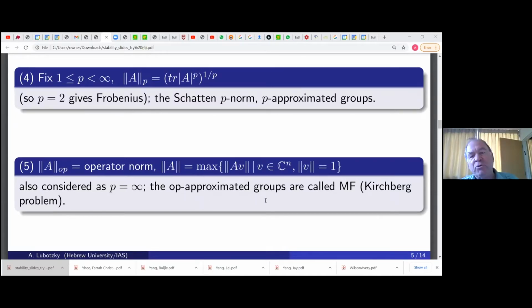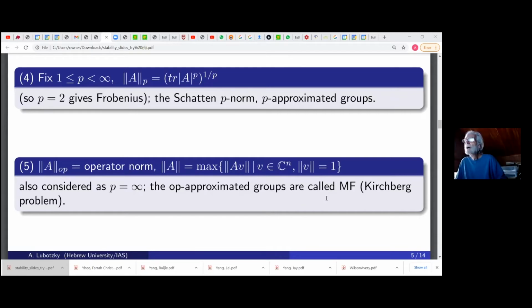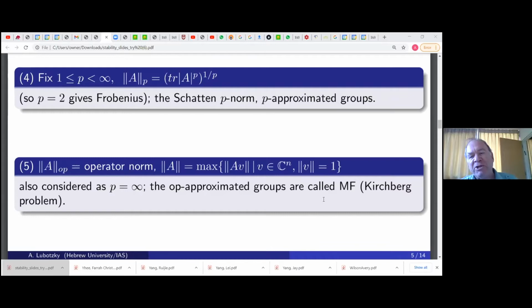Operator approximated groups are called in the literature, for some reason, MF groups. And it's a major long-standing problem, going back to Choi and Effros, originating in C*-algebra theory, whether every group is operator approximated. I think Kirchberg even conjectured that this is the case, but nowadays when people think about these problems together, they don't believe that this is the case, but nobody knows.